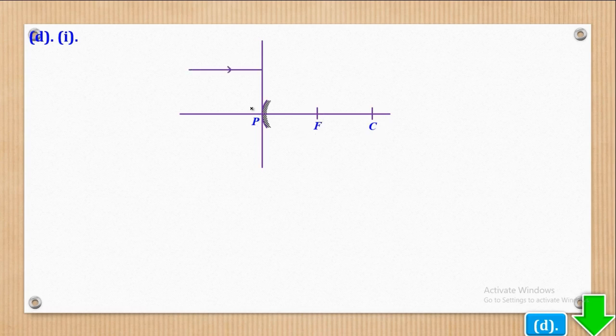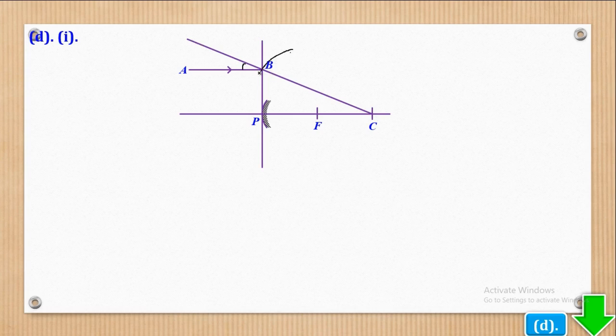So we shall show a ray AB parallel to the principal axis. So this is the symbol for the mirror. So this ray will be reflected, but for it to be reflected, we shall have to remember that the angle of reflection is equal to the angle of incidence. So in this case, this will be the angle of incidence, because this line through the center of curvature will be normal to the mirror.